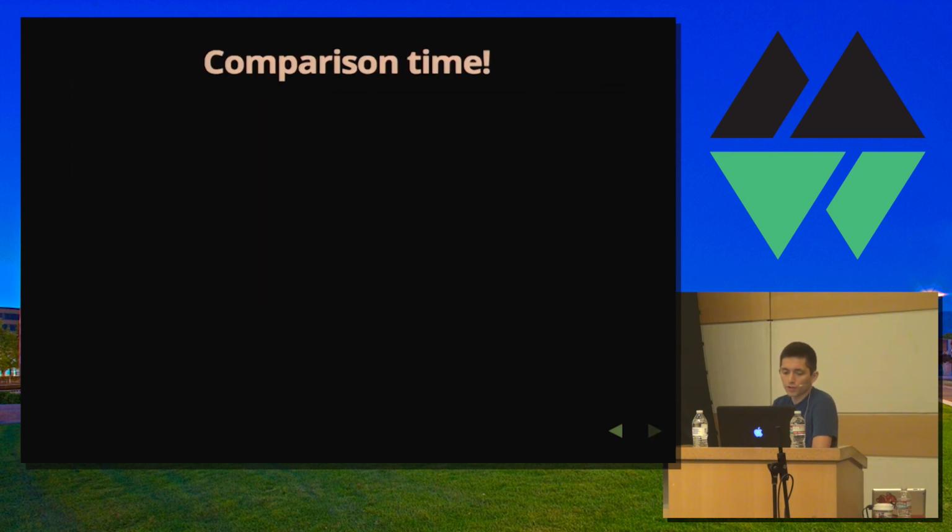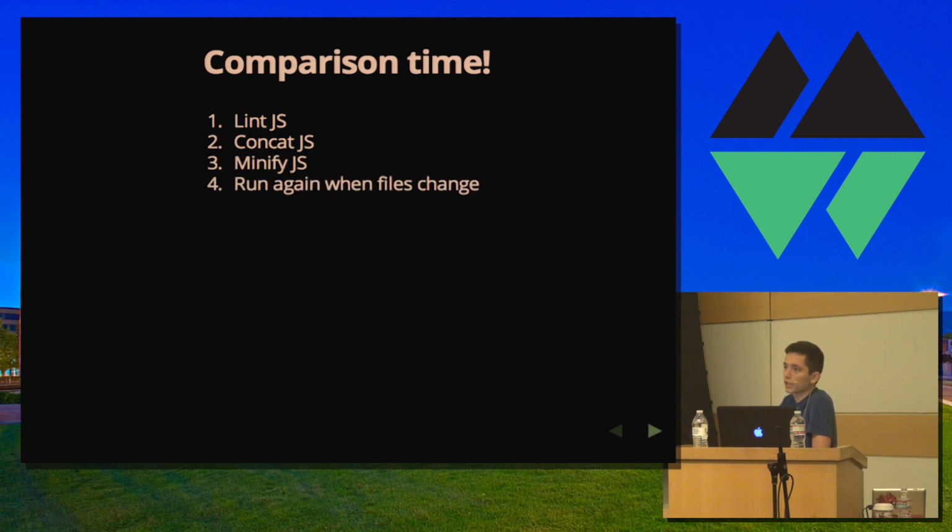So now that we talked a little philosophy, let's look at some real code. In this, we're just going to compare a task-based and a file-based build file for a simple JavaScript project. So with this file, we will lint some JavaScript, concatenate some JavaScript, minify some JavaScript, and then we want to run it again every time the files change. So this seems pretty common, right?